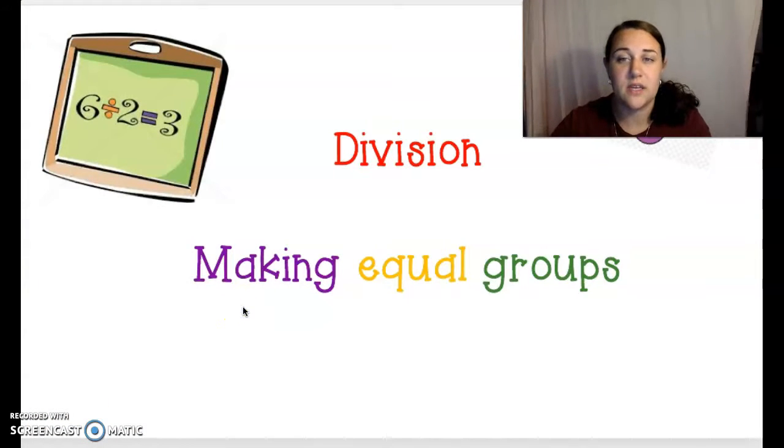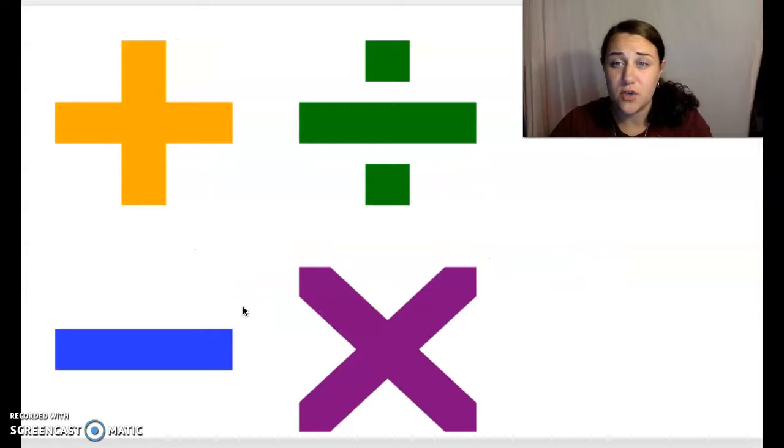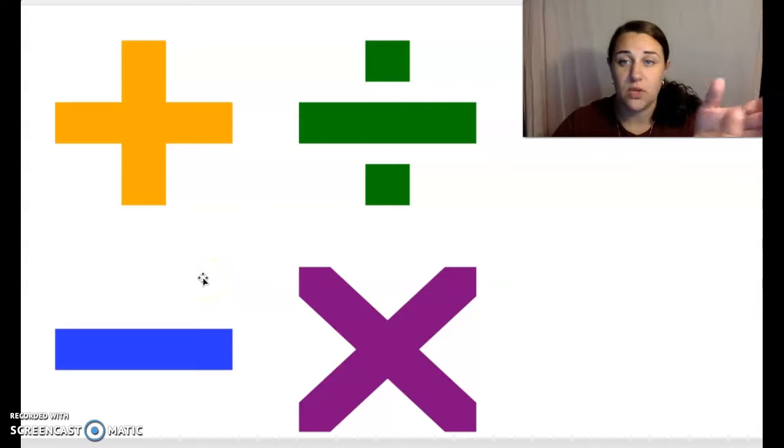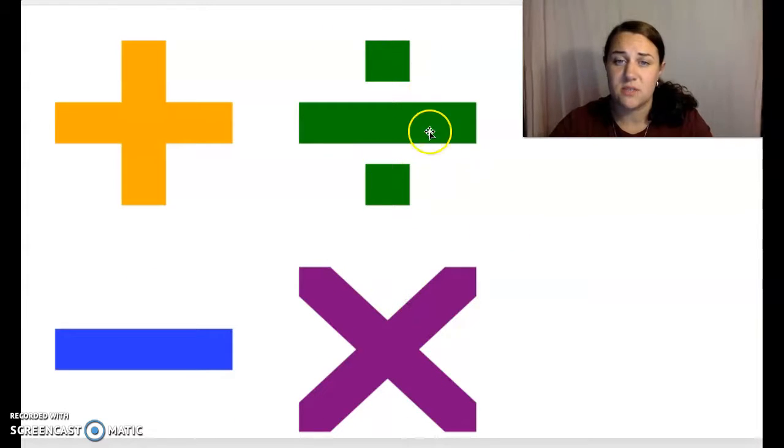So division, making equal groups. Let's review. I know we talked about these all week before our break, but we have our addition symbol, right? We use that when we're adding. We have our subtraction symbol, our minus sign. We use this when we are subtracting. We have our multiplication symbol. We use this when we're multiplying. And now we have our division symbol. And this one we use when we're dividing. That's what we're going to be focusing on this week and then next week as well.